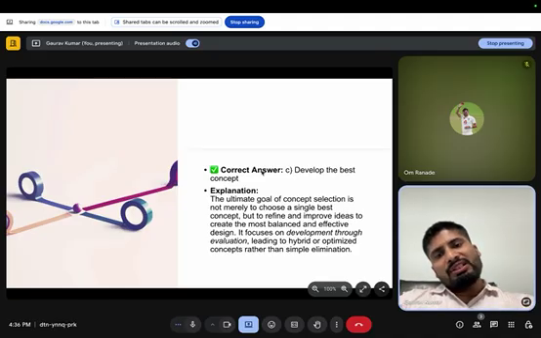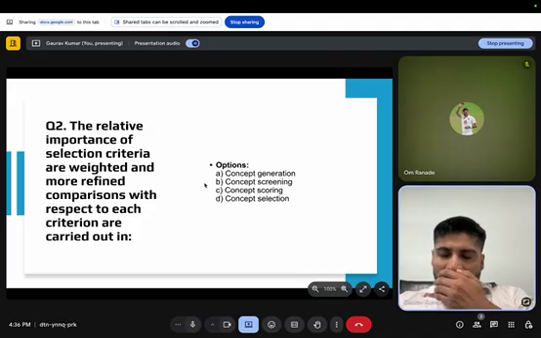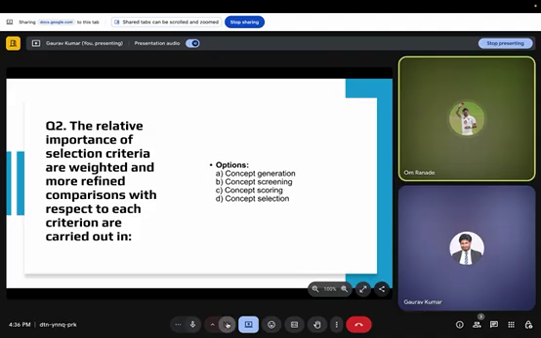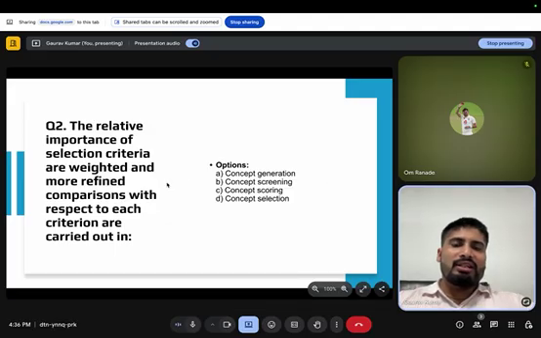Now moving towards the next question. Question number 2: the importance of selection criteria is weighted and a more refined comparison with respect to each criterion is carried out in what? Concept scoring. Yes, correct. Concept scoring is the correct answer.